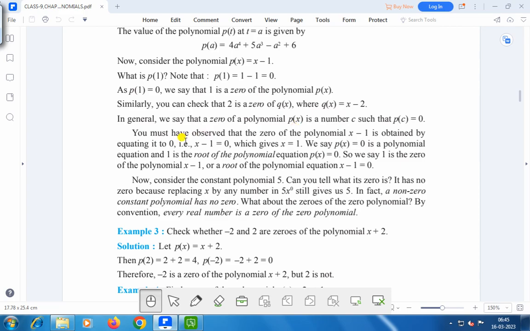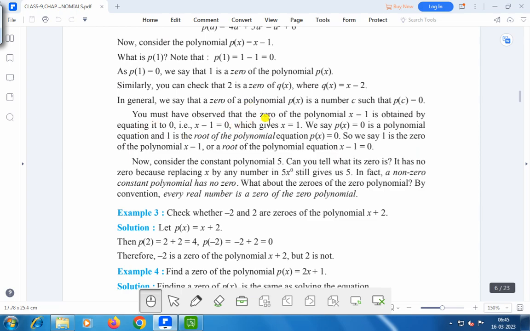to 0. You must have observed that the zero of the polynomial x minus 1 is obtained by equating it to 0, that is x minus 1 equal to 0, which gives x equal to 1. We say p(x) equal to 0 is a polynomial equation and 1 is the root of the polynomial equation p(x) equal to 0. So we say 1 is the zero of the polynomial x minus 1 or root of the polynomial equation x minus 1 equal to 0.